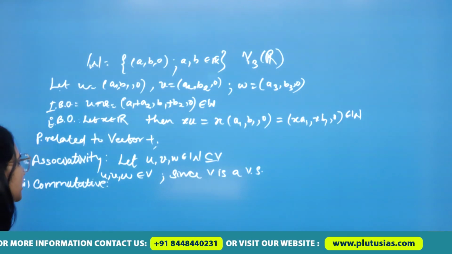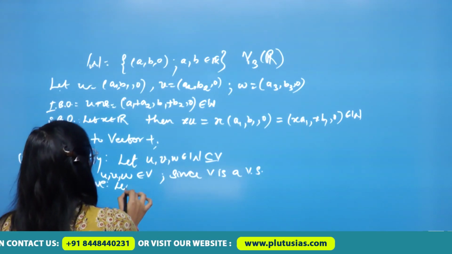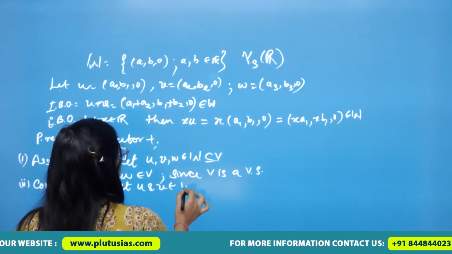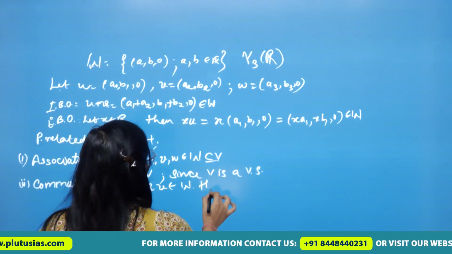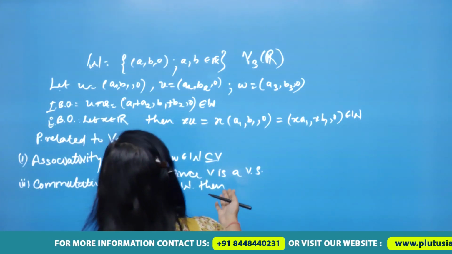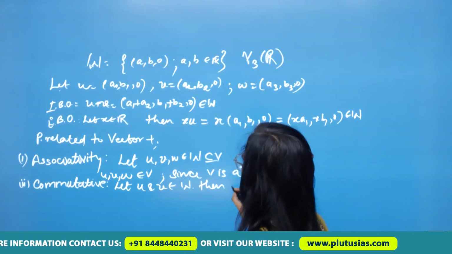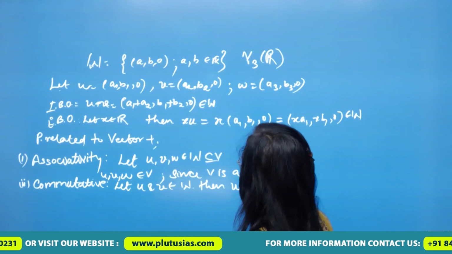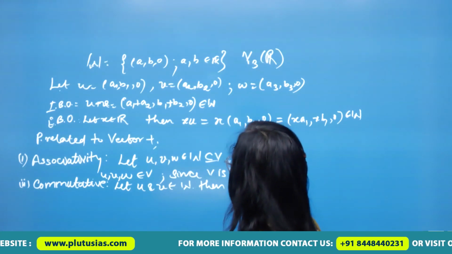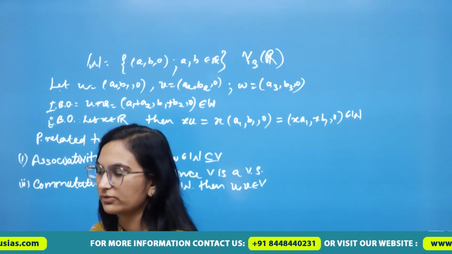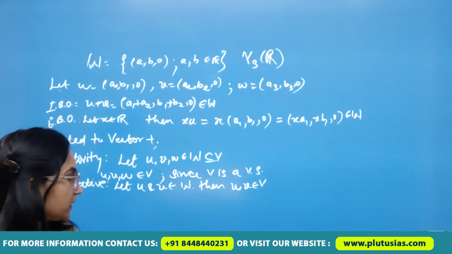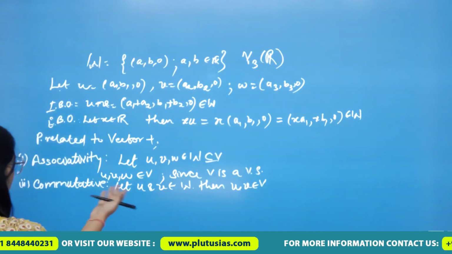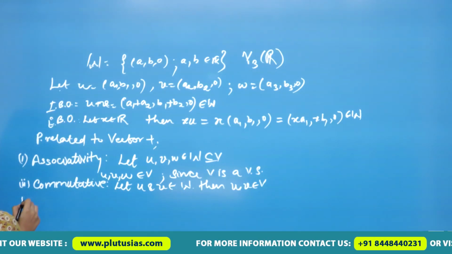If we take any two elements, say u and v belong to W, then these also belong to V, because W is a subset of V. Then u and v belong to V, and since V was a vector space, u plus v would be equal to v plus u, right? So commutativity holds.